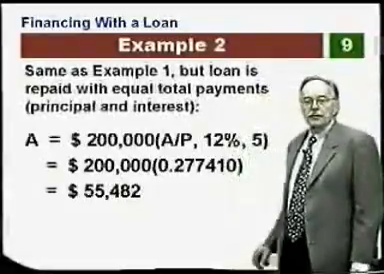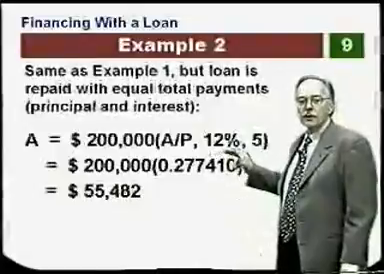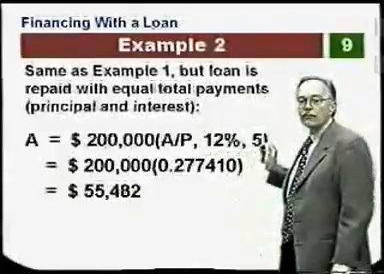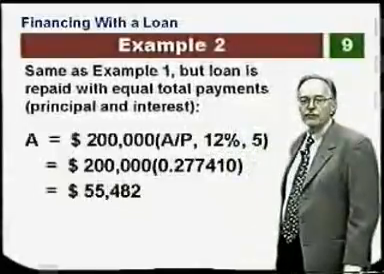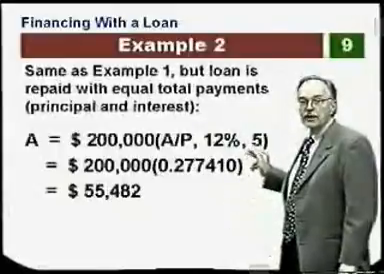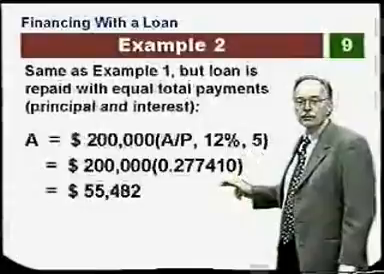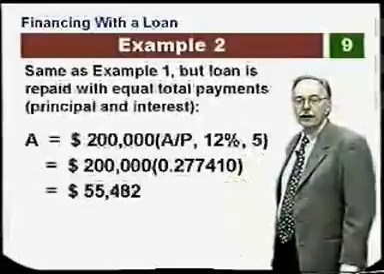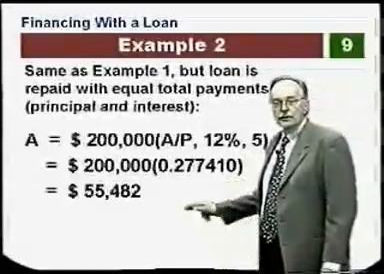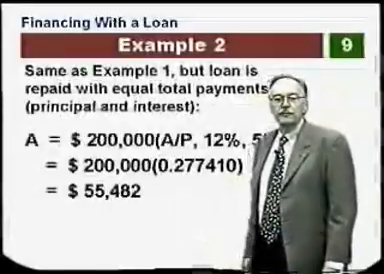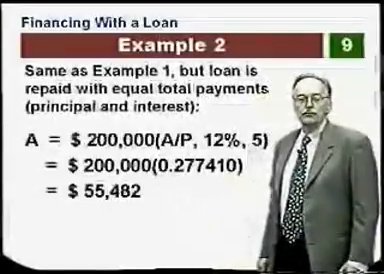So we have to compute that loan payment using the capital recovery factor for 12% over 5 years. We apply the capital recovery factor, and we can either look this up in the interest tables or compute the formula. That's 0.27741. Apply that to 200,000. That's going to give us our annual loan payment of $55,482.